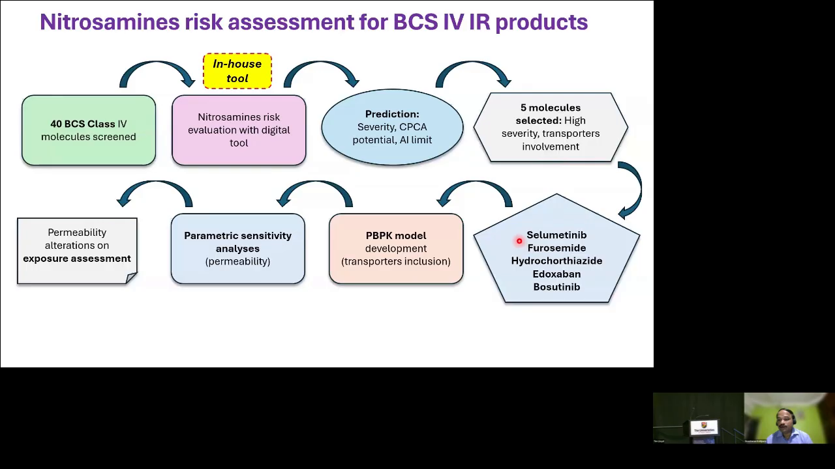And the 5 identified molecules in this case are selumetinib, furosemide, hydrochlorothiazide, edoxaban, as well as bosutinib. For all these molecules, we have developed the PBPK model, and we have included the transporters, and then we have done the detailed parametric sensitivity analysis to understand the impact of permeability as well as the transporter kinetics on the Cmax and AUC. And finally, we have tried to come up with permeability alterations and the exposure assessment and try to define a permeability safe space.